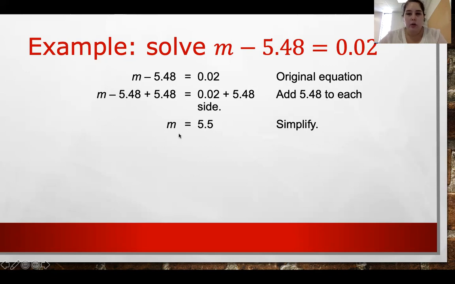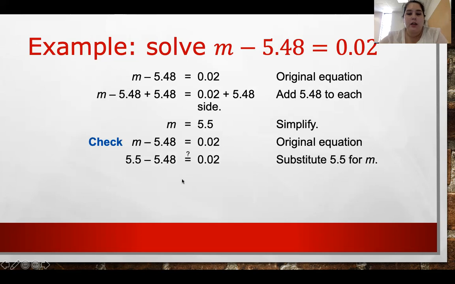But what you should always do is check your work and make sure you didn't make a slight calculation error. You could have the right steps, but maybe you added wrong is always a possibility. So always go back and double check. We're going to do that here. We substitute in 5.5 for our m value, and we do get that 0.02 equals 0.02. So our answer is 5.5.